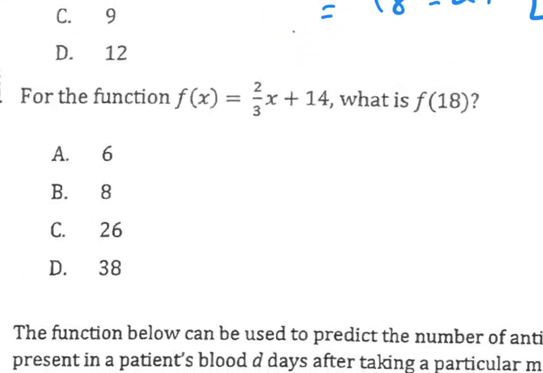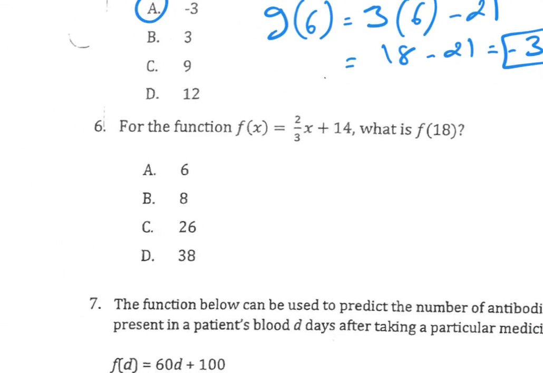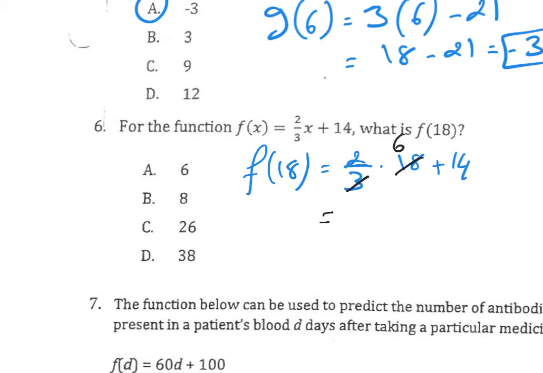Question 6 is similar to question 5. For the function f(x) equals 2/3 x plus 14, what is f(18)? So we're going to substitute x by 18. We get 2/3 times 18 plus 14. But we can simplify. We know 3 goes into 18 six times, so it's 2 times 6, which is 12, plus 14. The answer is 26. So the answer will be C.